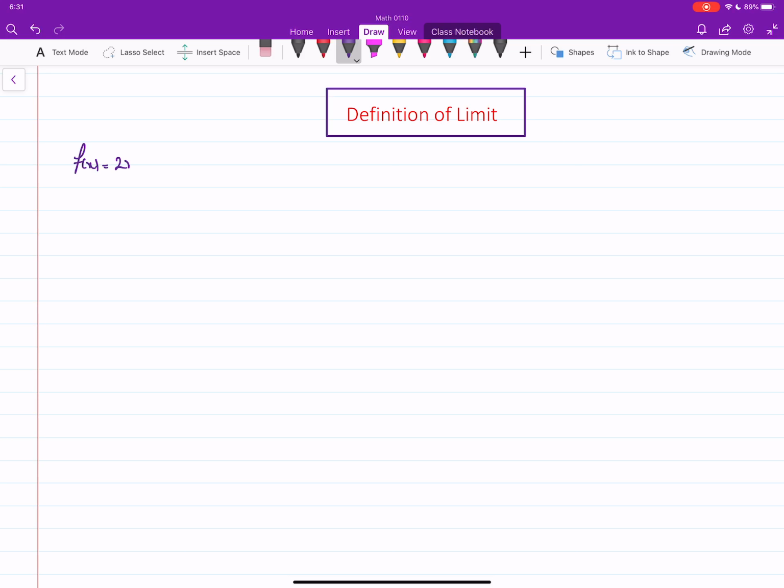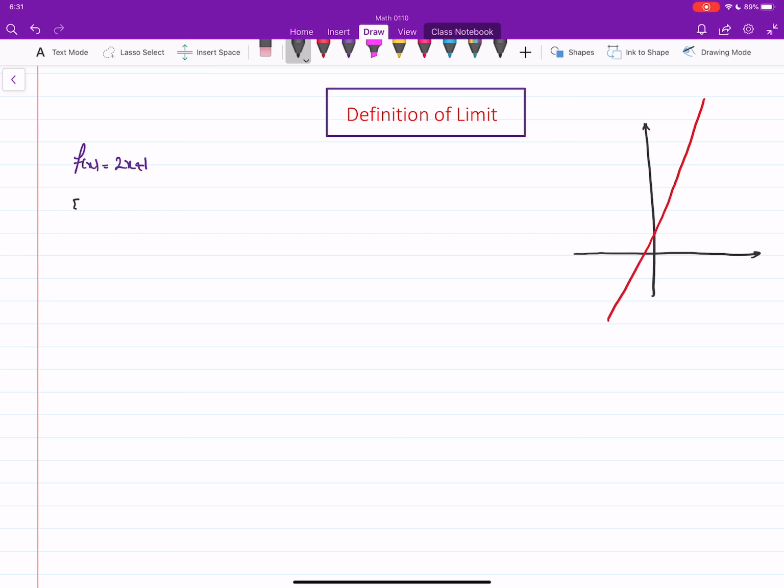The function 2x plus 1, we know this function. The graph of this function we also know. It is a line, y equals 2x plus 1. If I draw this line, this is 1, and this is how it will look, yes?